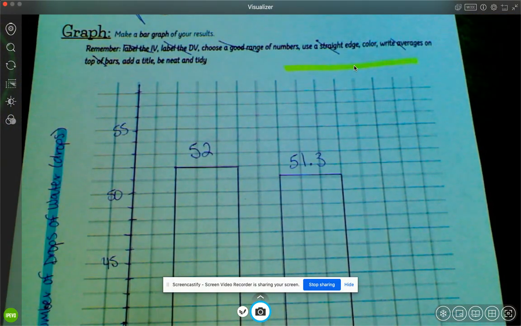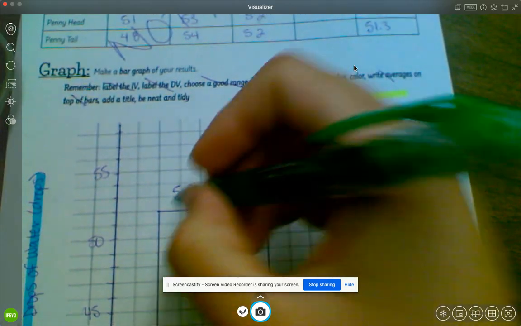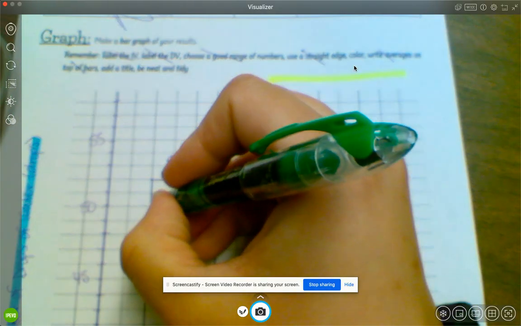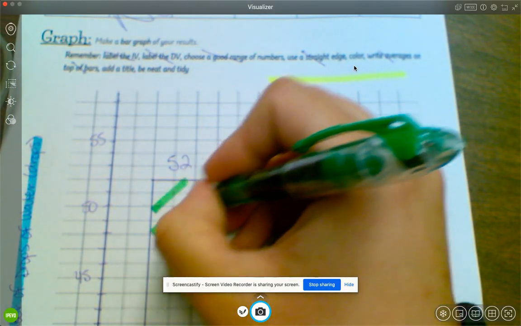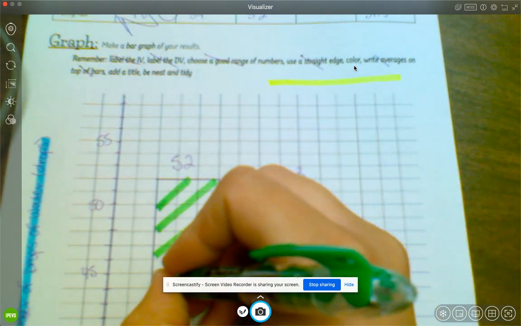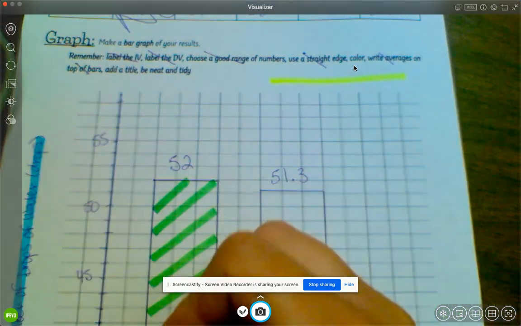Now colors, we either need colors or patterns. I really don't mind if you use colors or if you use patterns. What I'm going to do is use some colors to make this look nice. And what I usually do is I like to use 2 different color patterns. So it's like, here's this one. So heads are this green bar.